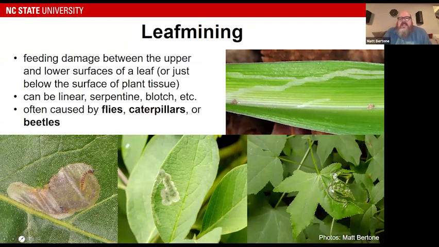Now, leaf mining is a type of damage where the larva lives inside the leaf and basically exists between the upper and lower surface of the leaf. They can be linear, like at the top right, or blotch-like on the bottom left. They can even go from linear to blotch-like, like that center bottom photo on a blueberry. So these insects do that as a larva, and then they bore out and emerge as an adult to go lay eggs in other plants. And this is most often caused by flies, caterpillars, or beetles.